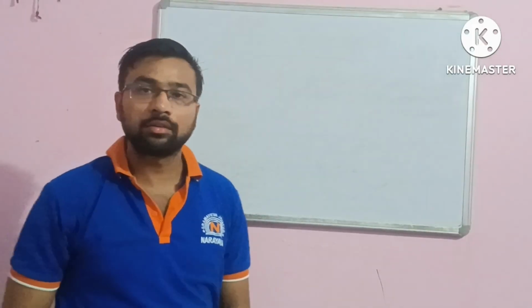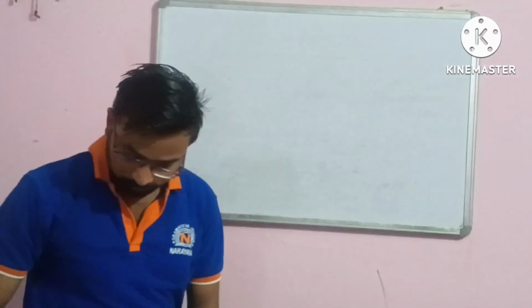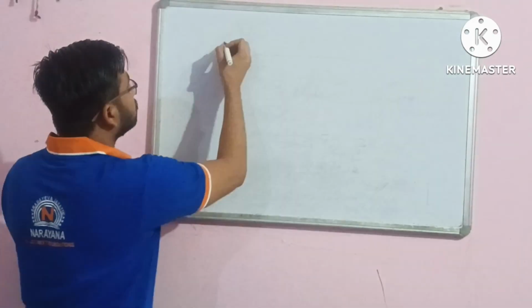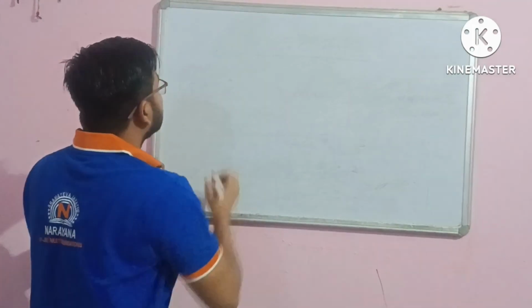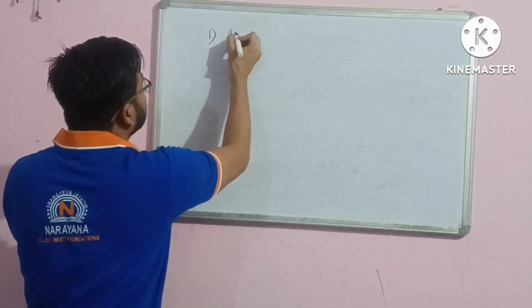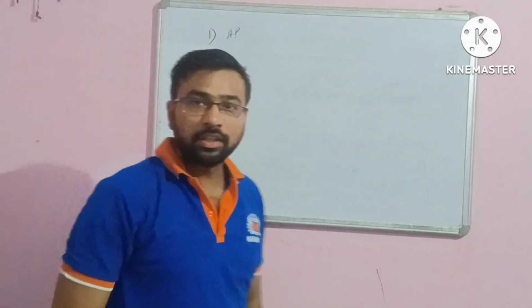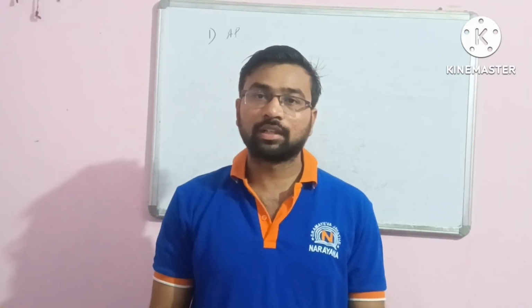Next we will study about series. There are three types of series. First is arithmetic progression, second is geometric progression, and third is harmonic progression. First we will study arithmetic progression. Arithmetic progression is a series in which numbers are arranged in a sequence and the difference between the terms is the same.